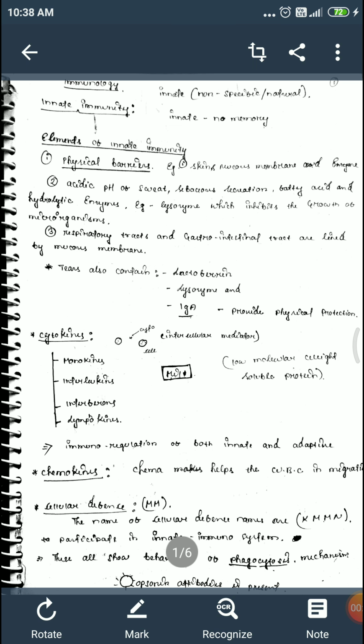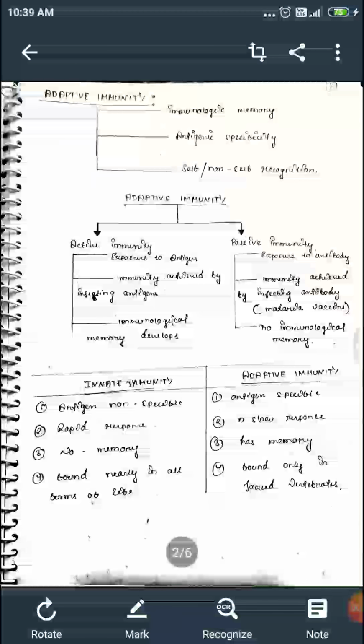Today's topic is immunology. Immunology is only concerned with the immune response of the body to foreign substances like microorganisms, bacteria, and viruses. Before going through the elements of innate immunity, you have to remember the difference between innate immunity and adaptive immunity.